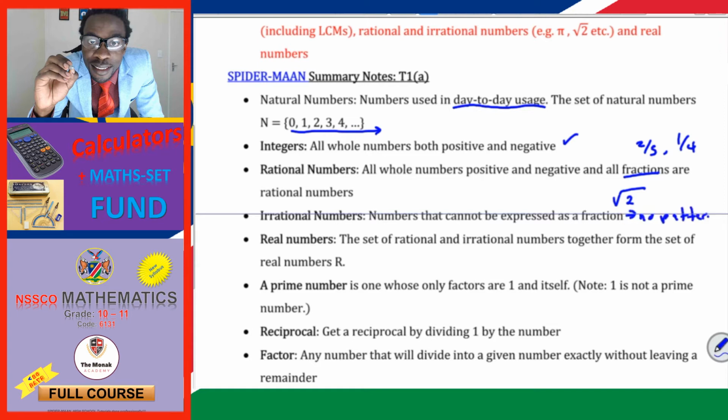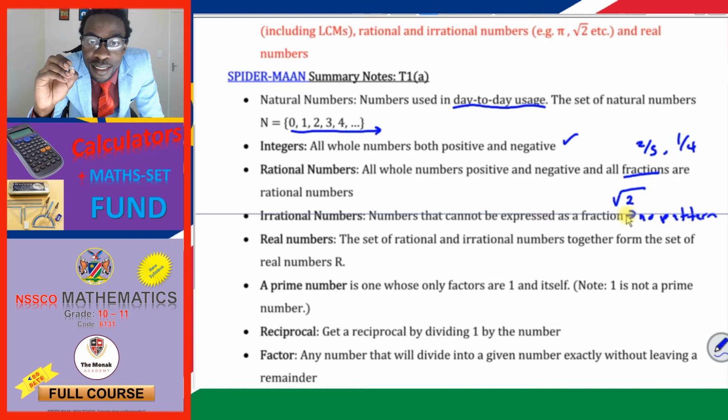And then we go to real numbers. Real numbers are all rational and irrational numbers. So as you can imagine, real numbers are all the numbers that we've discussed so far. It doesn't matter whether it can be expressed as a fraction or it can't be expressed as a fraction. As long as it is any number, it becomes a real number.